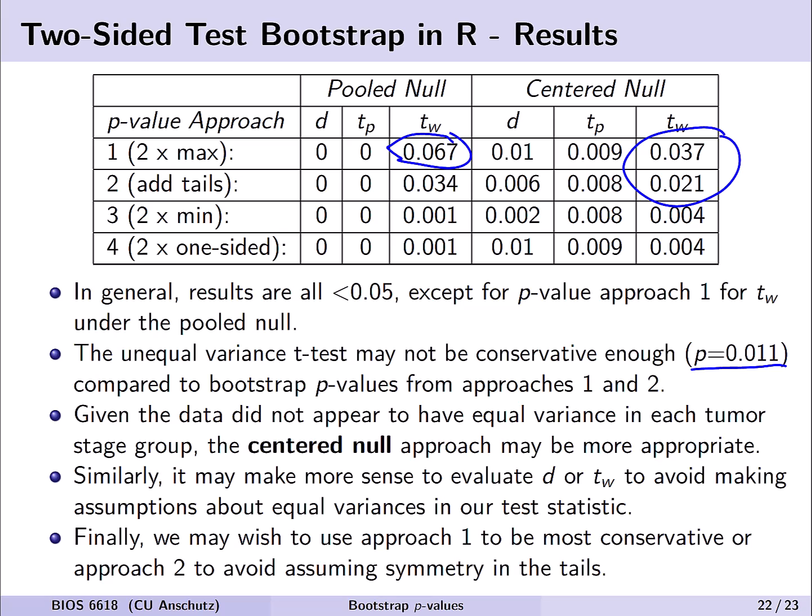Given that the data in our case did not appear to have equal variances in each tumor stage group, I would argue the centered null approach may be more appropriate than the pooled null for the specific Bootstrap implementation. Similarly, it may make more sense to evaluate d or t sub w to avoid making any assumptions about equal variances on our test statistic t sub p. Finally, we may wish to use approach 1 to be more conservative or approach 2 to avoid using symmetry in the tails, which again for the most part in this case didn't lead to large discrepancies except for that pooled null case that we saw for t sub w.